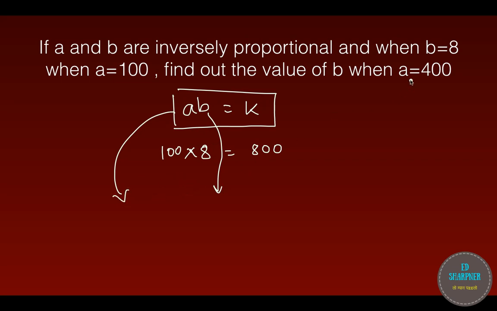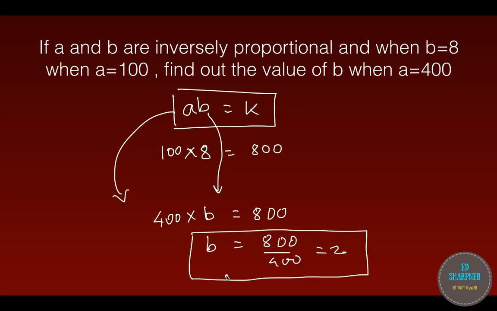So if I change my value of A to 400, so let's write 400, whatever value of B that time must give me a multiplication of 800. And therefore my B should be 800 divided by 400, which is 2. And this is how you can solve the problem of inverse proportion. Remember, for inverse proportion, A times B equals K.